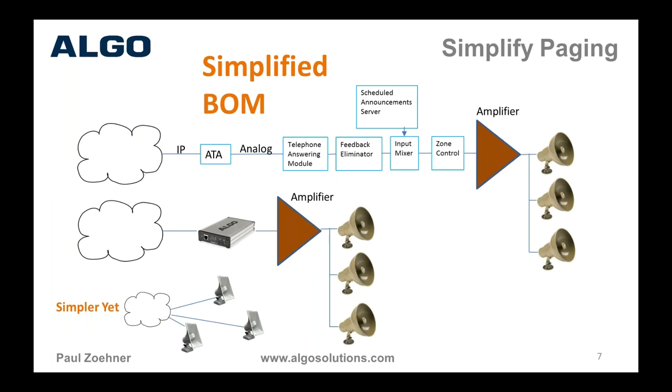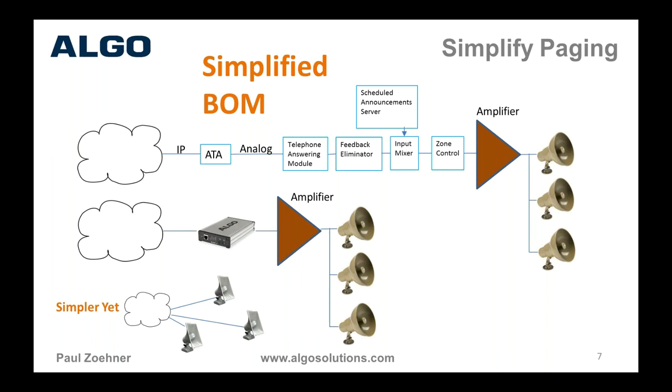This slide I like to show. This is actually based on a real case that came up with a customer a couple of weeks ago. What you see on the top there's 3 clouds. If you follow that top cloud, there was a solution provided by a paging provider for this customer that included coming out of the network. In this case, it was hosted, so cloud-based. There was an ATA and a telephone answering module. There was a feedback eliminator, which was basically store and release to eliminate feedback, a scheduled announcement server, an input mixer to tie it all together. Then there was some kind of a zone control module, and then finally you got to the amplifier.